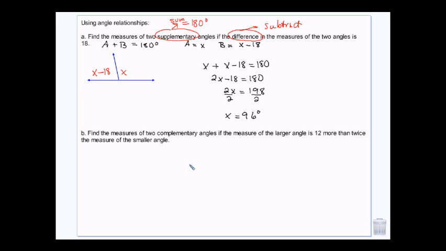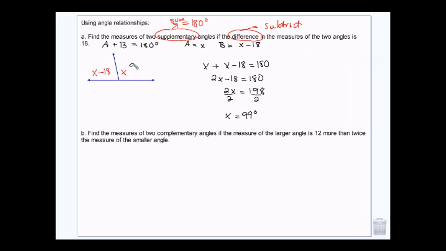Okay. 99. Not 96, 99. 2 goes into 19 9 times, which is 18 with 1 left over, which is another 18. So it's 99, not 96. So if I divided correctly, it would have been right the first time.